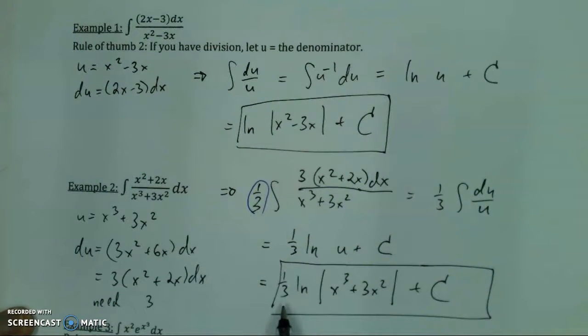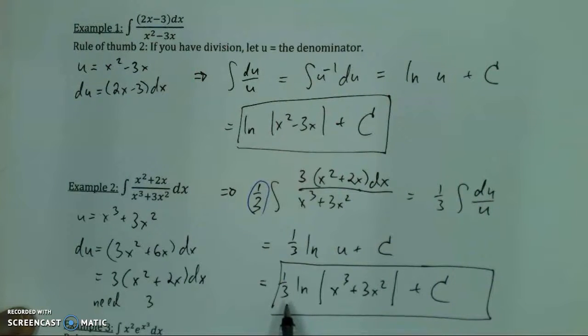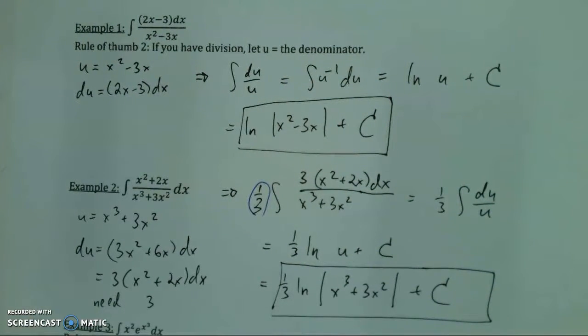You do not need to do any special log rules to move that 3. You can just go ahead and leave that as a 1/3 out in front. Alright, so that is our second rule of thumb, which again is when we have a denominator.